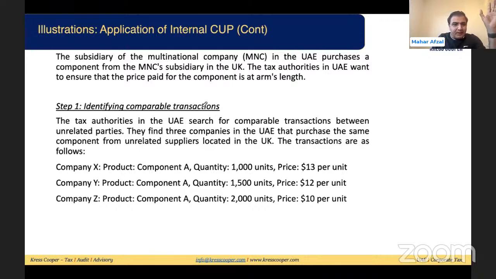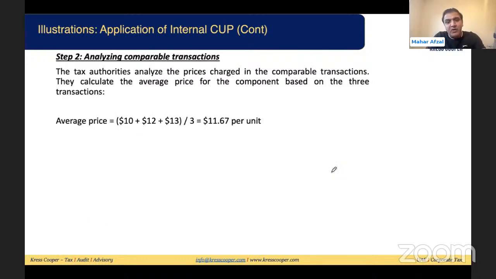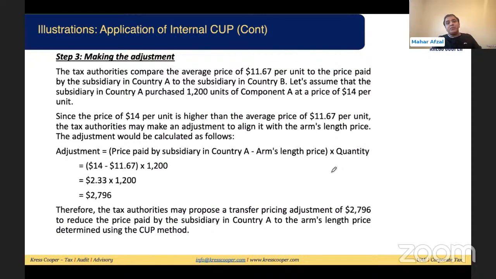And company X, Y, Z are buying from the UK at 1,000, 1,500, 2,000 units, and this is the price. Might be the difference is in the volume. So what is the average price? The average price is 11.67. Then we need to make an adjustment.